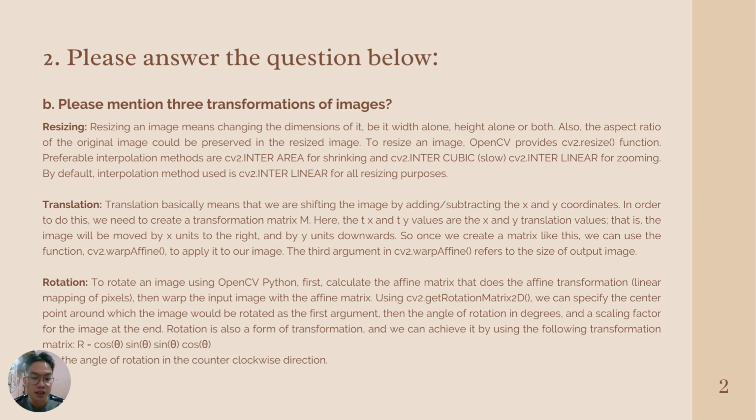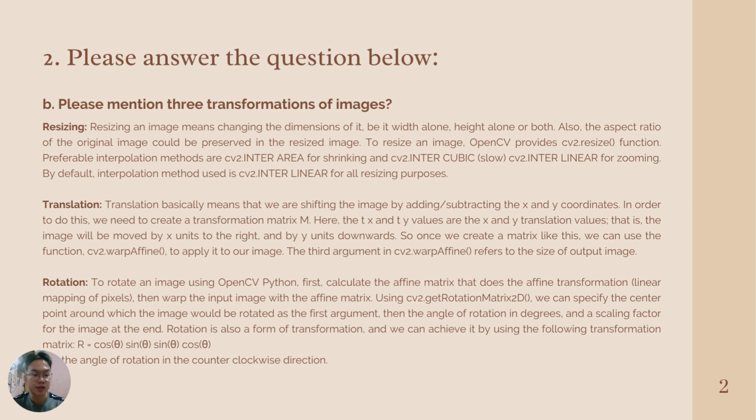cv2.INTER_AREA for shrinking, and cv2.INTER_CUBIC and cv2.INTER_LINEAR for zooming. By default, the interpolation method used is cv2.INTER_LINEAR for all resizing purposes.